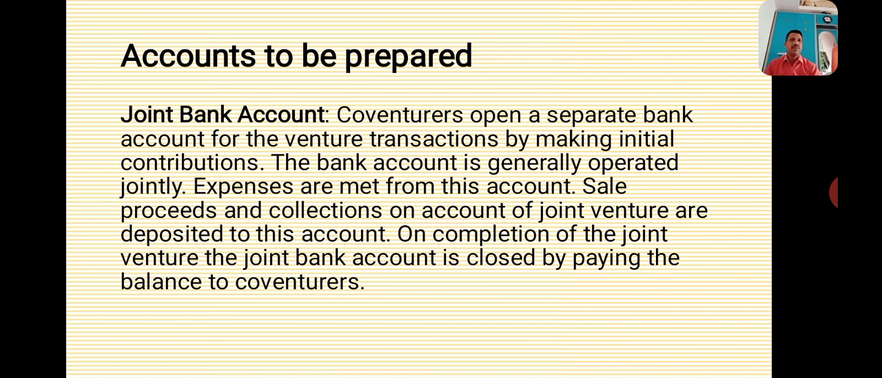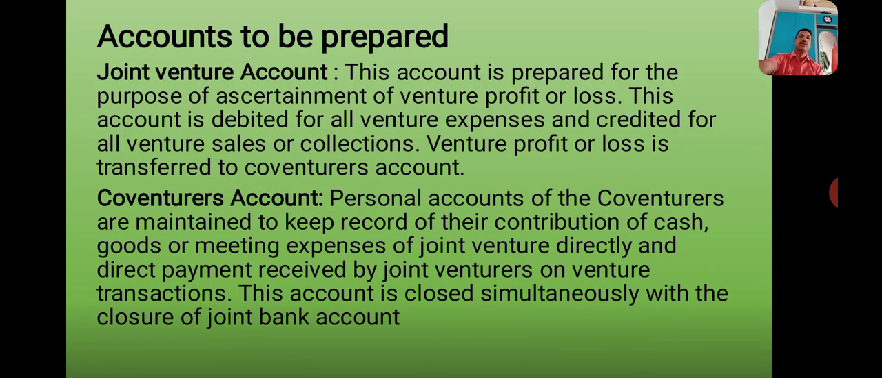So after the completion of the specific business activity or the project, the joint bank account will be closed by paying the balance in the joint bank account to the co-venturers. This is the first account to be prepared, and the other account to be prepared is the joint venture account. Why is it prepared? The joint venture account is prepared for the purpose of ascertaining the profit or loss on the joint venture.